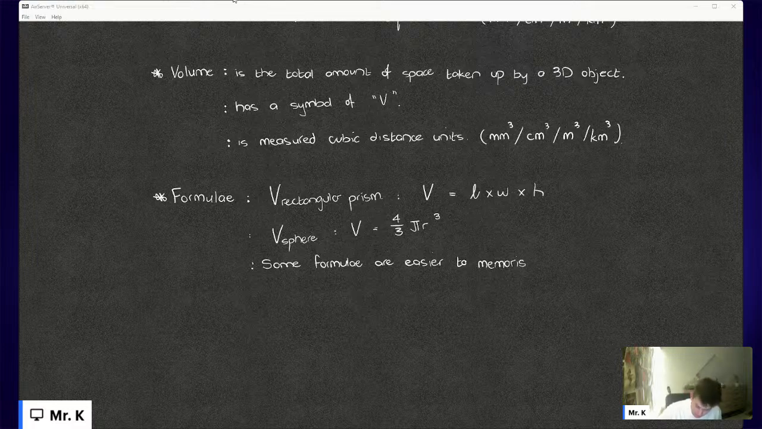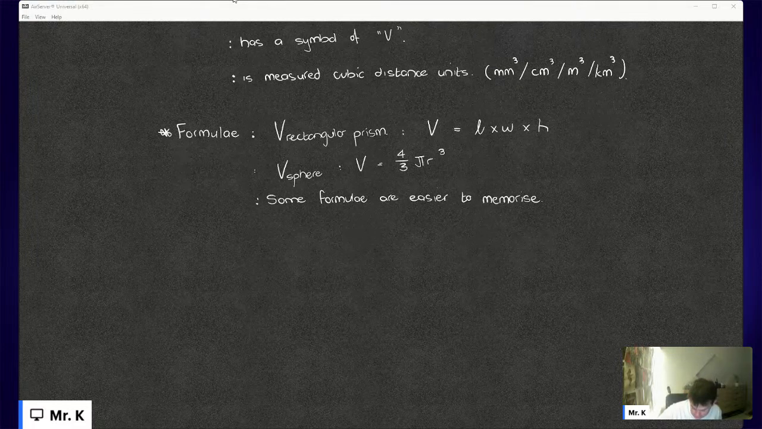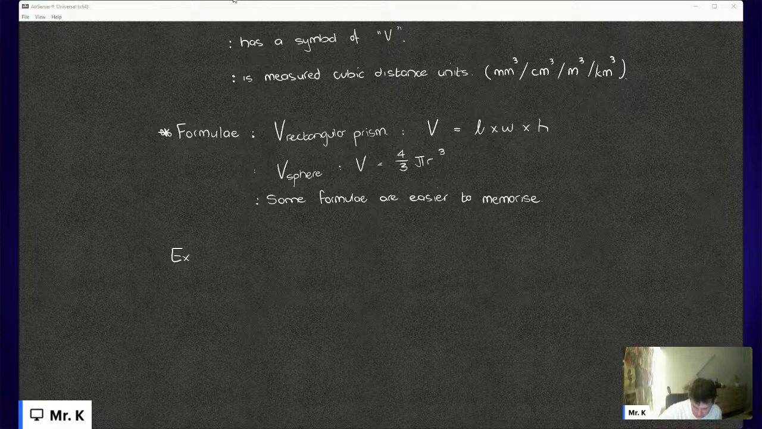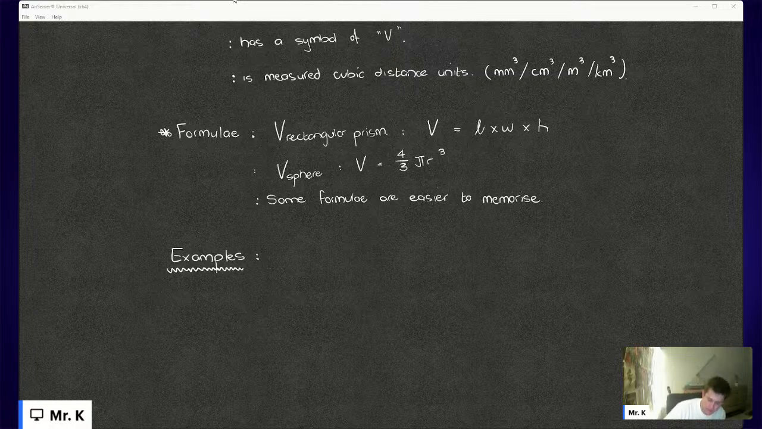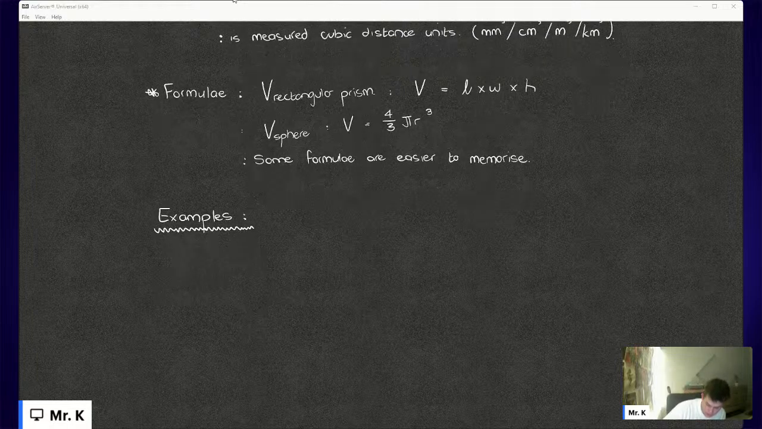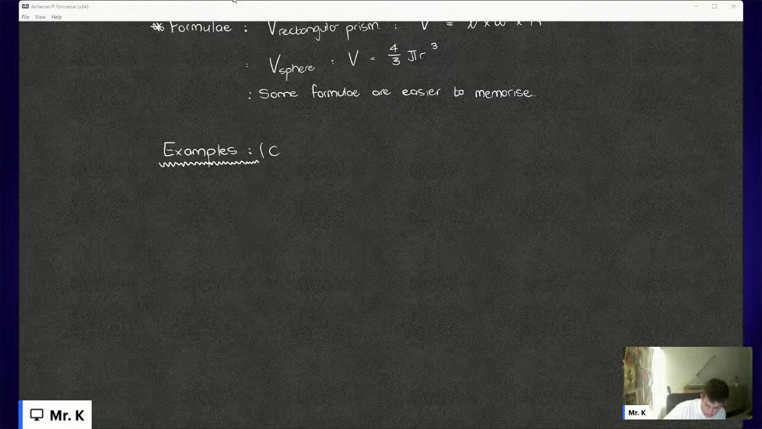Okay, I'm going to go ahead and write down a little subheading for examples, guys. You can copy this down as well. If you have any questions, now would be a good time to ask. I'm going to draw our first shape, and the question for our examples is going to be to calculate the surface area and volume of the shapes below.